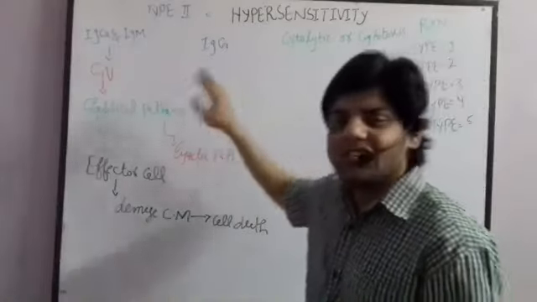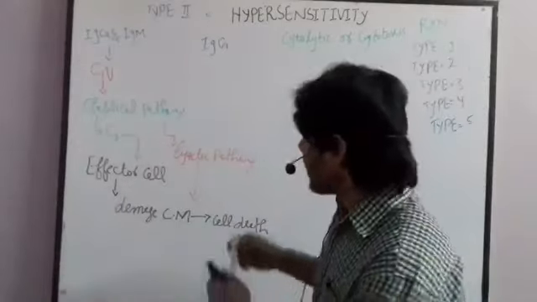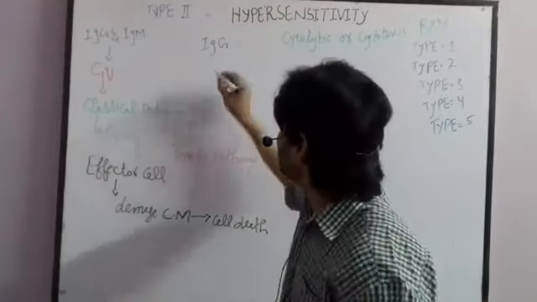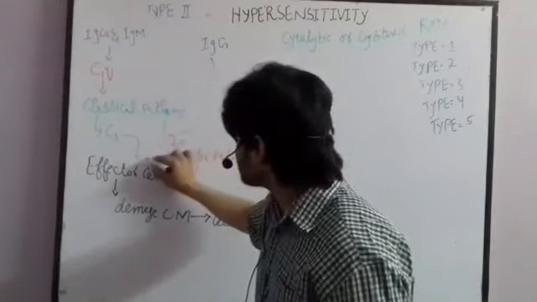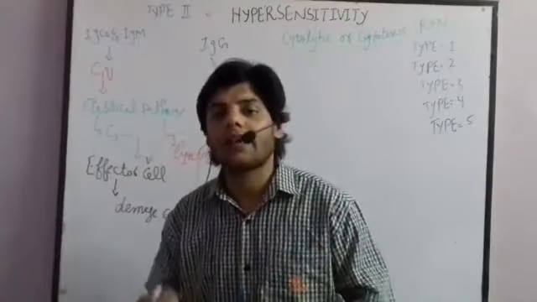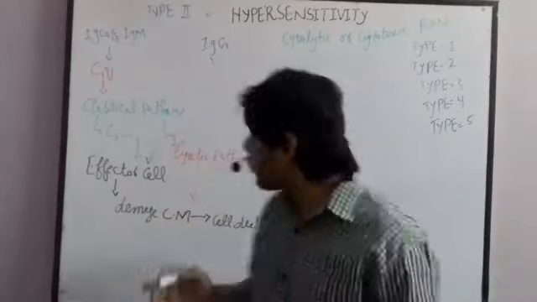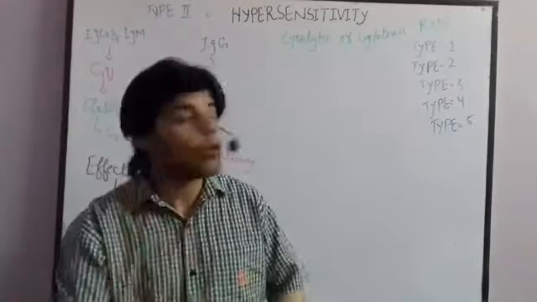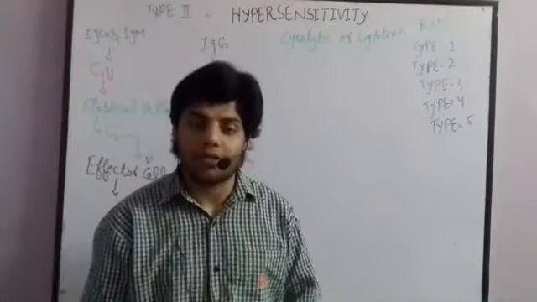If only IgG antibody is secreted, this IgG antibody will directly activate what? They will directly activate the effector cells, and then the effector cells will do the rest of the job. So that's related to type 2 hypersensitivity.